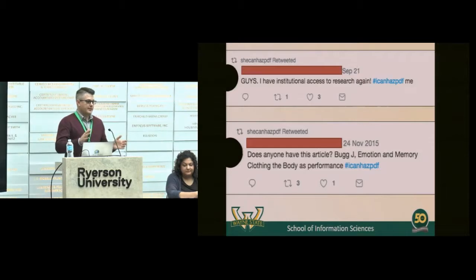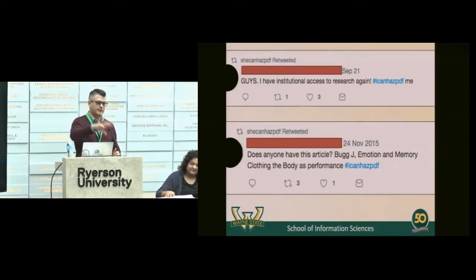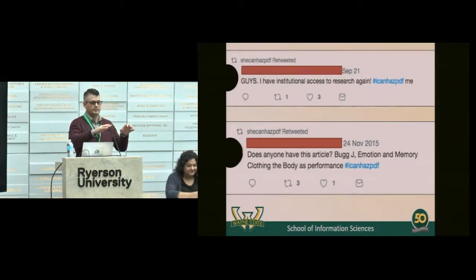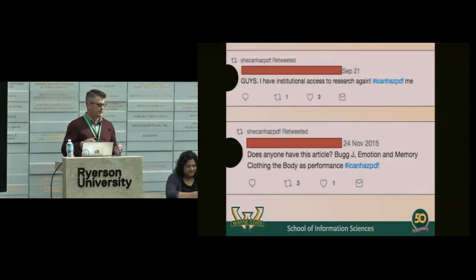So that's the data behind this, but I wanted to look and apply social theory to this discussion. When we look at the communications around this hashtag, and this is why I separately harvested tweets, because I didn't want tweets that just had DOIs or links to scientific articles. I wanted to look at the community around the hashtag. So the first one: "Guys, I have institutional access to research again! I can has PDF, me." Basically this person is saying, hey, I now have access to all these data sources, request them from me.